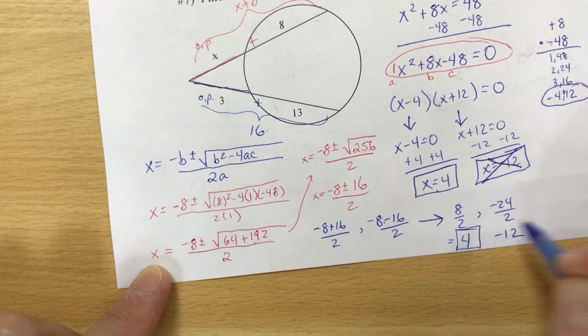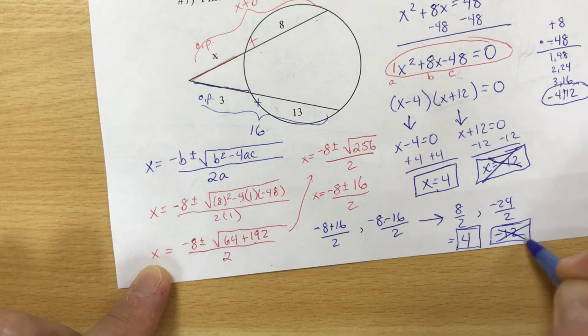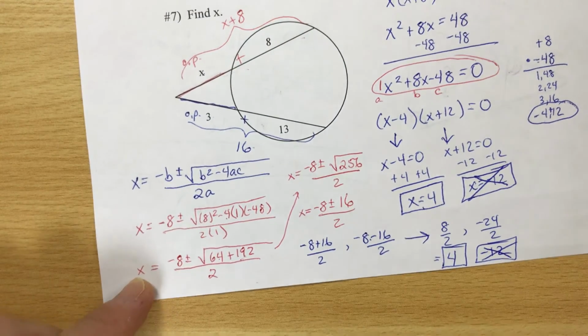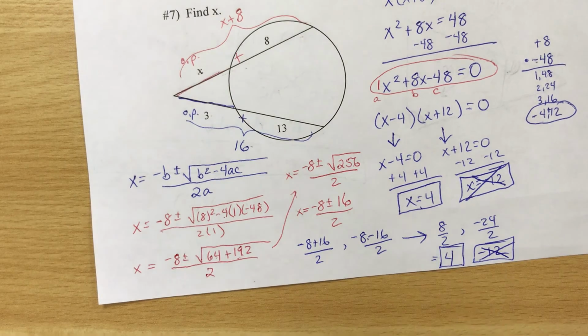So again, we get the same two answers. Negative 12 doesn't make sense because it's a distance. x is a distance, and the answer is x equals 4, and that is the end of the notes.